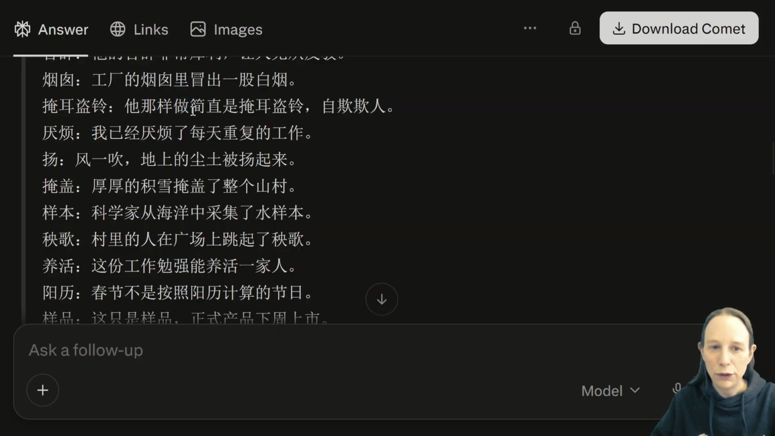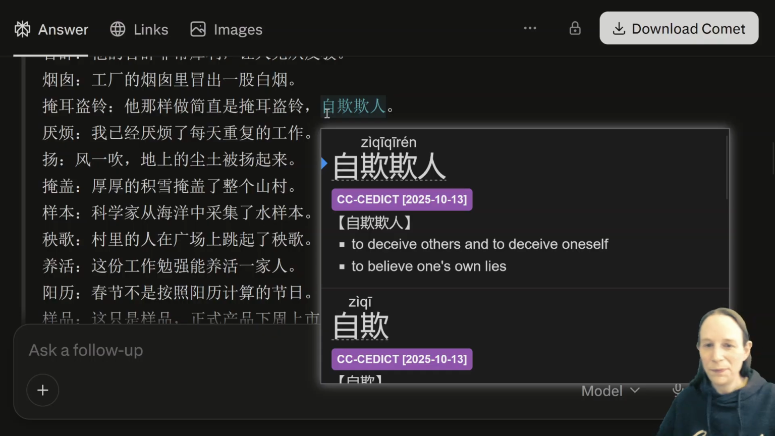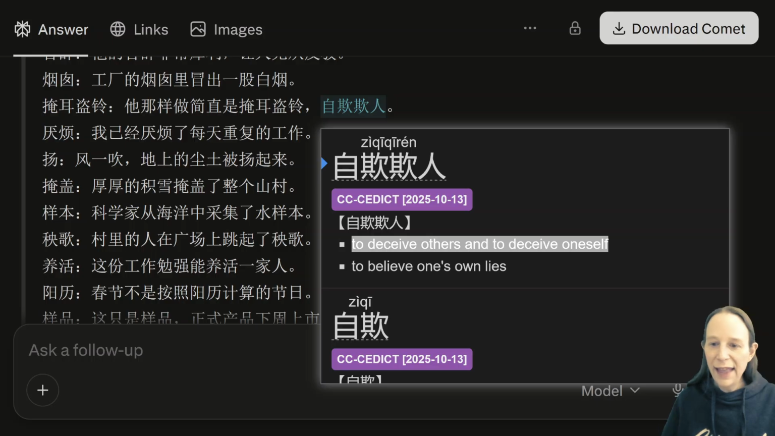他那样做简直是掩耳盗铃，自欺欺人. Oh, this is also self-deception. 自欺欺人. Okay, that's not a very helpful sentence because it's defining a chengyu in terms of another chengyu. But, oh, actually, no, it is to believe one's own lies. Yeah, 自欺欺人. This is a common chengyu though. Yeah, self-deceive, deceive others. So it goes together. Yeah, 自欺欺人.